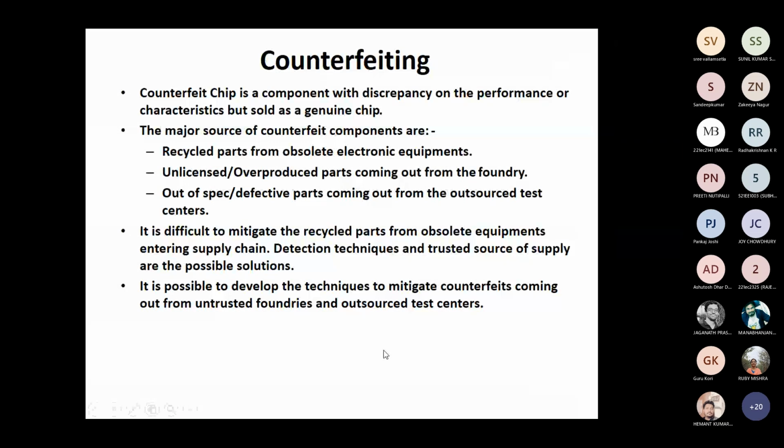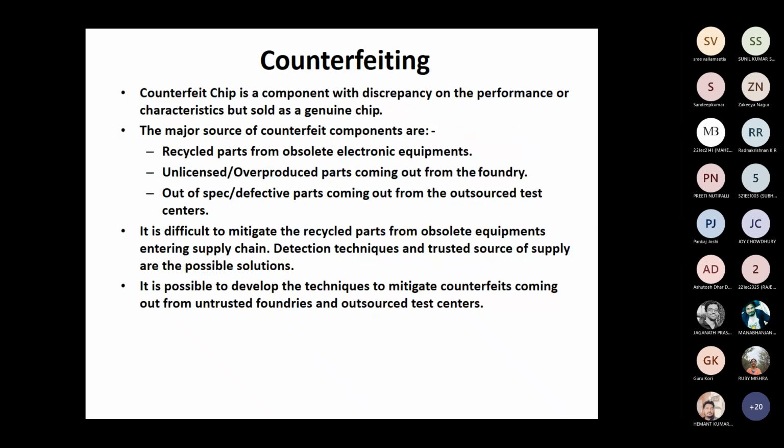we say a counterfeit chip is a component with a discrepancy in performance or characteristics, but sold as a genuine chip. See, this is because there is a quality control that is done before the chip comes out. And here we say that when you talk about the counterfeit, there is some discrepancy, but they clear it. When they clear it, then we don't have a clue now what is correct or not. And what are the possible scenarios?